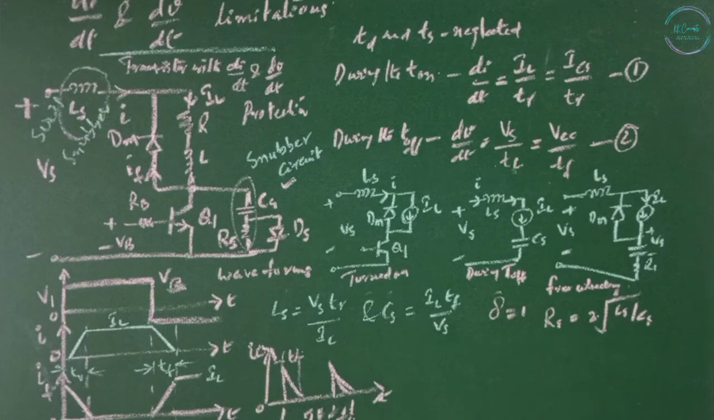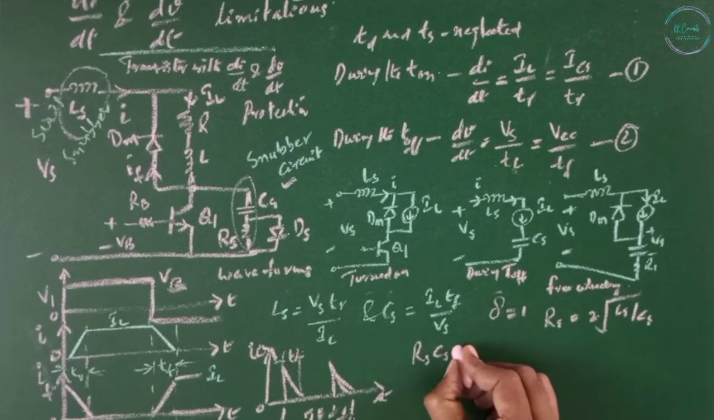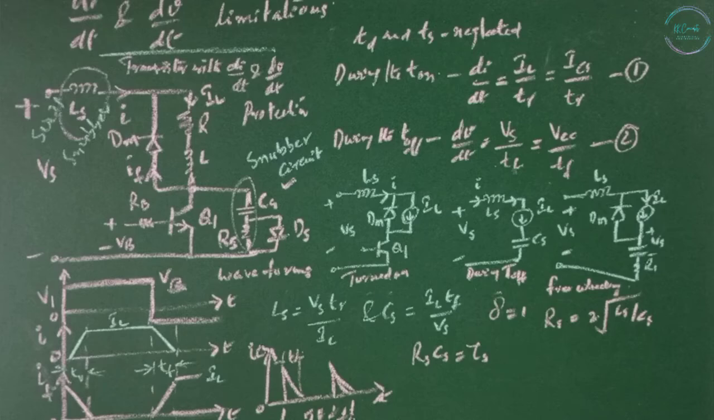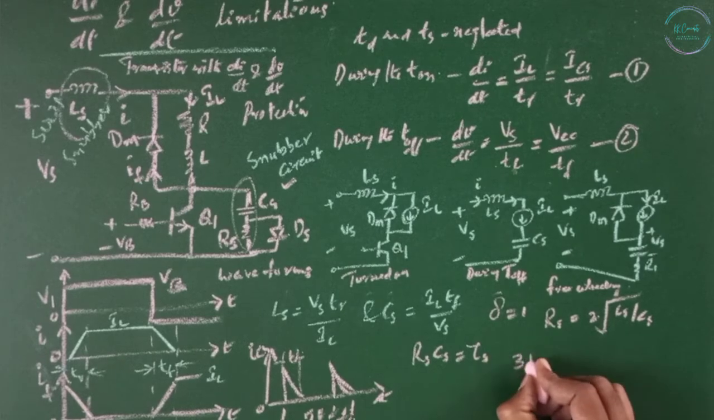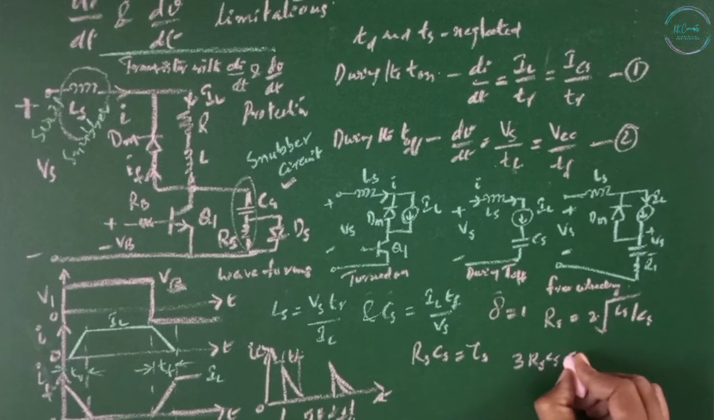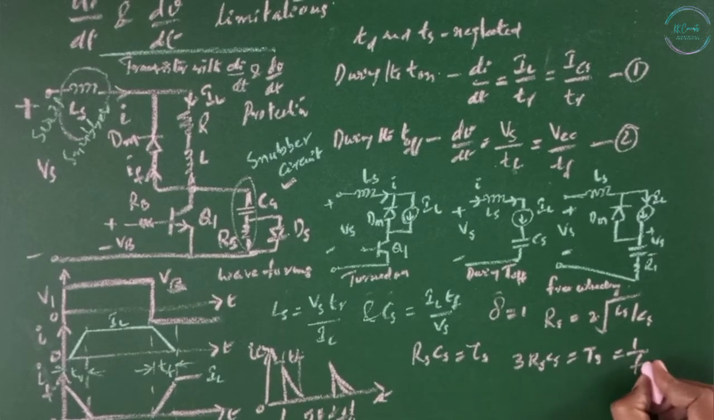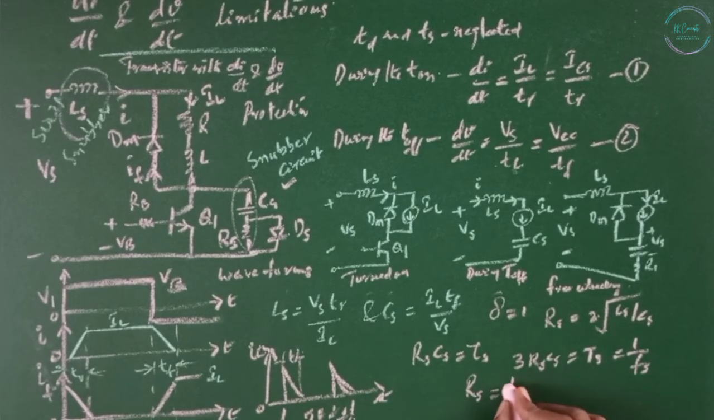In choosing the value of Rs, the discharge time constant, Rs Cs, tau s, should also be considered. A discharge time of one third of the switching period Ts is usually adequate. That means 3 Rs Cs equals Ts, which is nothing but 1 by Fs. So Rs equals 1 by 3 Fs Cs.